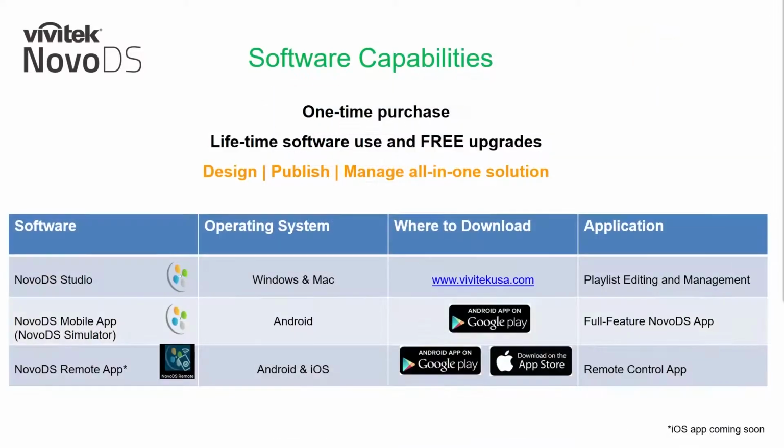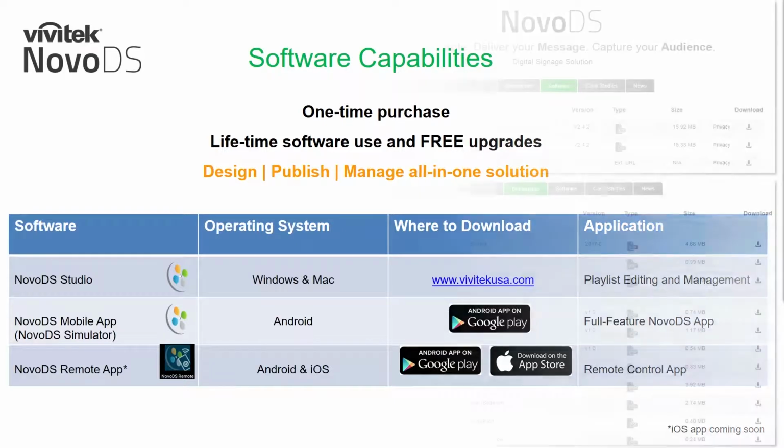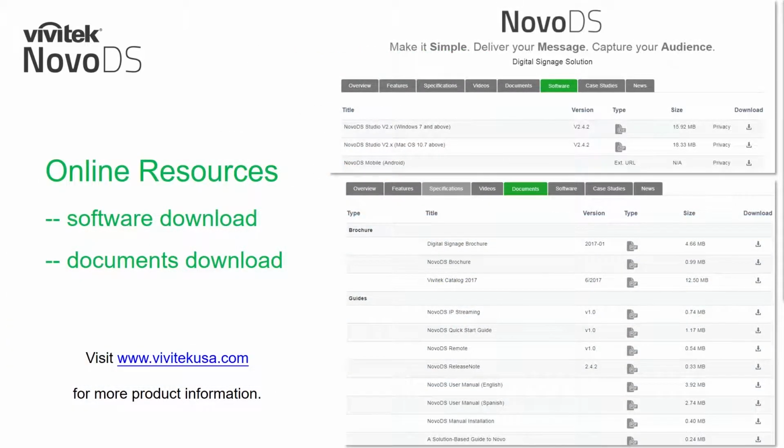Included in the hardware purchase is a lifetime software use and free upgrade to our NovoDS Studio software. It's available for both Mac and Windows and available on our VivitekUSA.com website. Our NovoDS mobile app is available for the Android operating system and converts your Android device into a full-featured NovoDS Digital Signage player. Our NovoDS remote app is available for Android and iOS and acts as a remote control for your network players, alleviating the need for a laptop to manipulate your players.